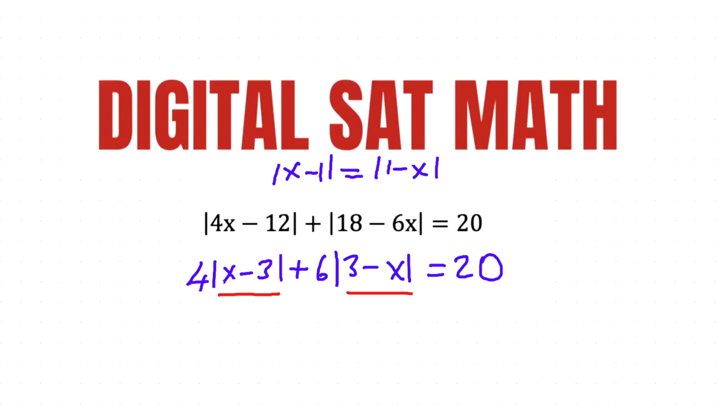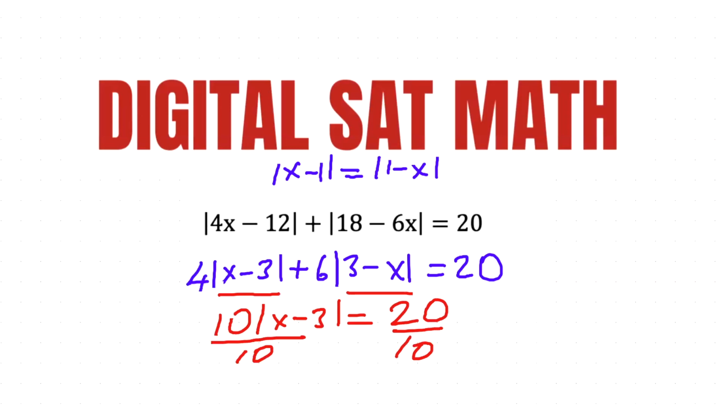Let's say I'll go with x minus 3. So 4 plus 6 absolute value of x minus 3 will make 10 times the absolute value of x minus 3, which will be equal to 20. Let's divide both sides by 10. So then the result will be the absolute value of x minus 3 equal to 2.